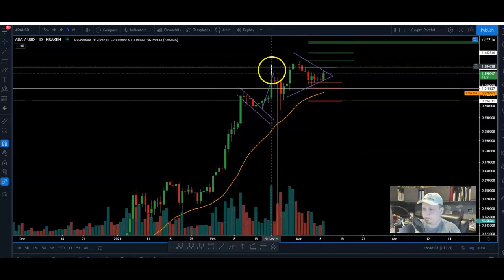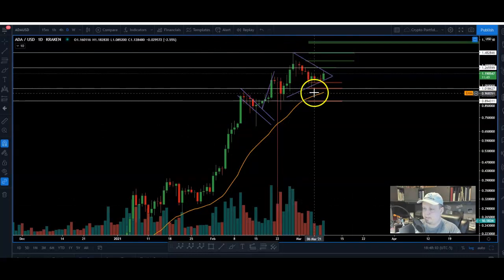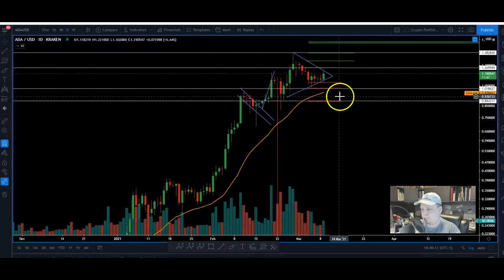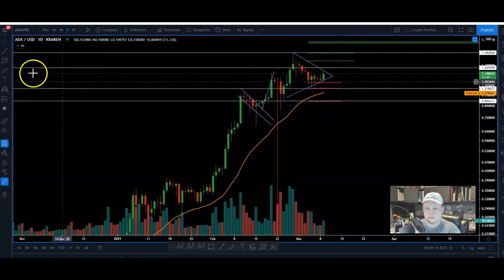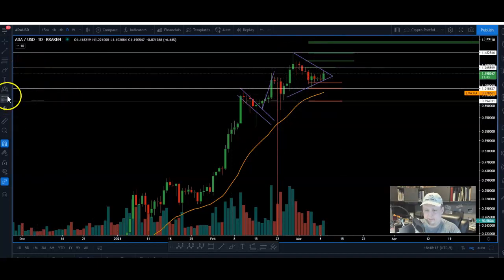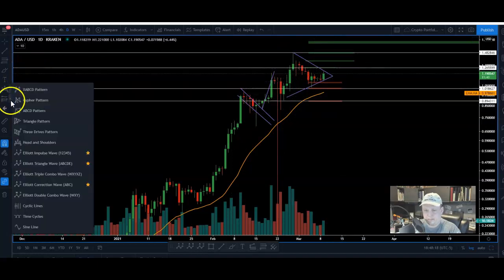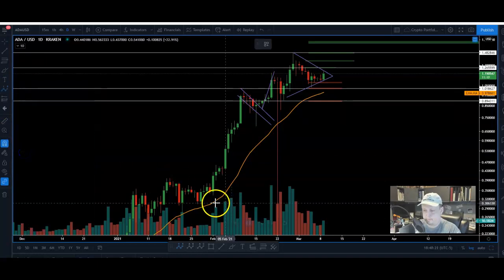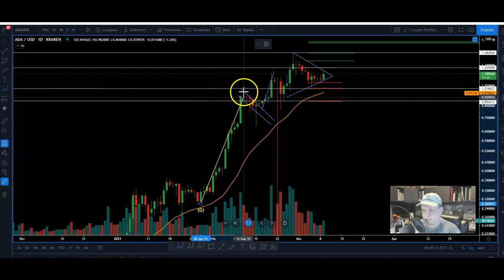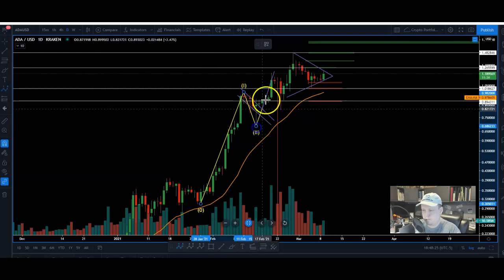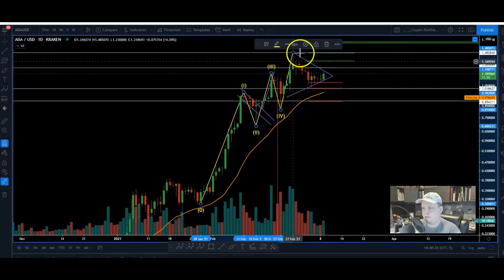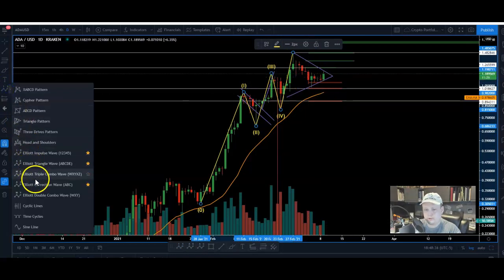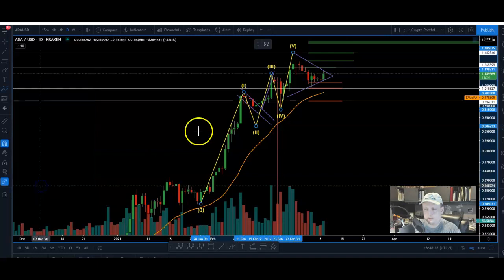1, 2, 3, 4, 5, A, B. I mean, we could be coming back down in an ABC corrective wave, because after you get an Elliott wave push, you usually go into an ABC corrective pattern. Corrective wave.